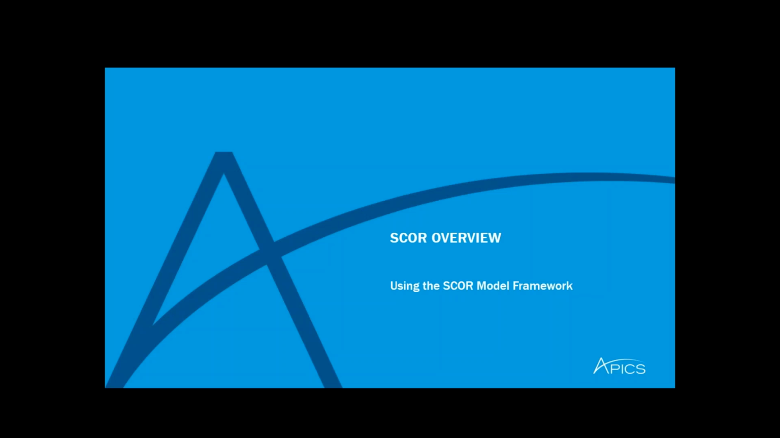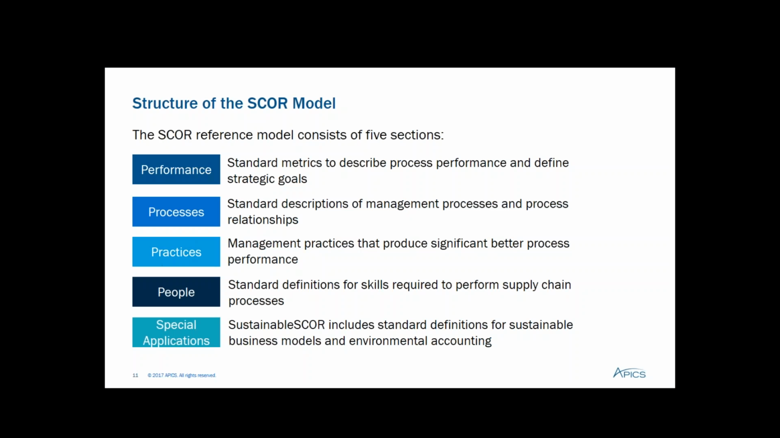So let's take a look at the SCOR model framework. The SCOR model is divided into 5 sections: performance, process, practices, people, and a special applications section. The performance section contains the standard metrics to describe the process performance and define strategic goals. The process section contains the standard descriptions of management processes and process relationships. The 6 major processes defined in SCOR are plan, source, make, deliver, return, and enable.